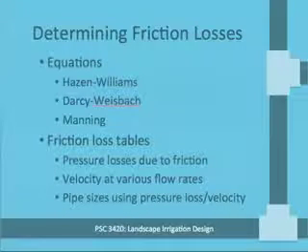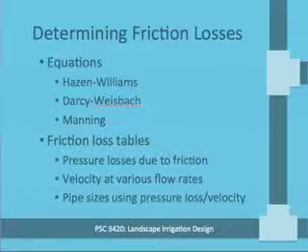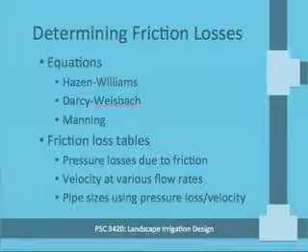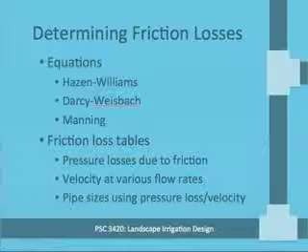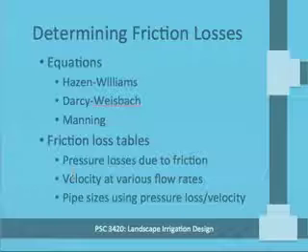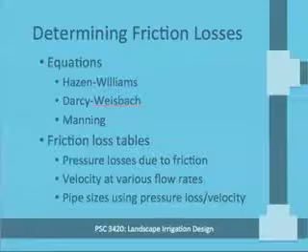Generally speaking, these tables use the Hazen-Williams equation for calculating pressure losses. It's important to note that different sources of these tables may have slightly different values, and that's because of the potential for using different pressure loss equations. So the tables that we're going to go over give you information like the pressure losses due to friction, velocity at various flow rates, and pipe sizes using pressure loss and velocity.